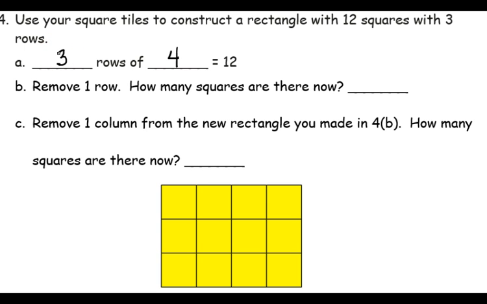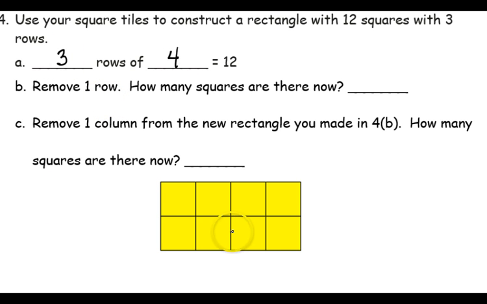Now I'm going to remove one row from my array. So I've removed that row, and it asks how many squares there are now. Well, now I have 2 rows of 4, so I have 8 squares.